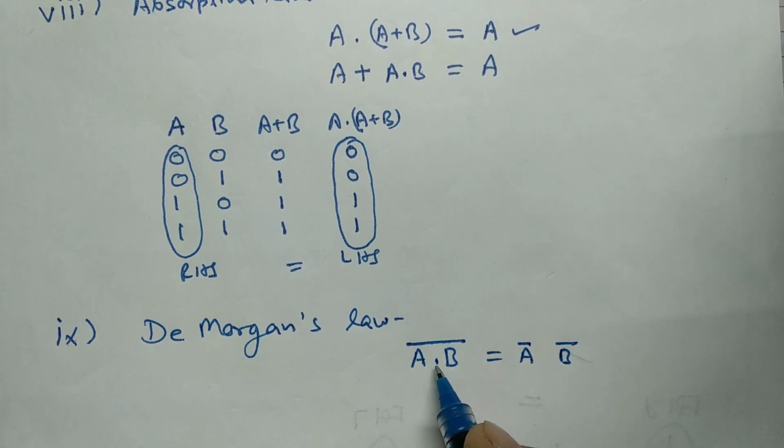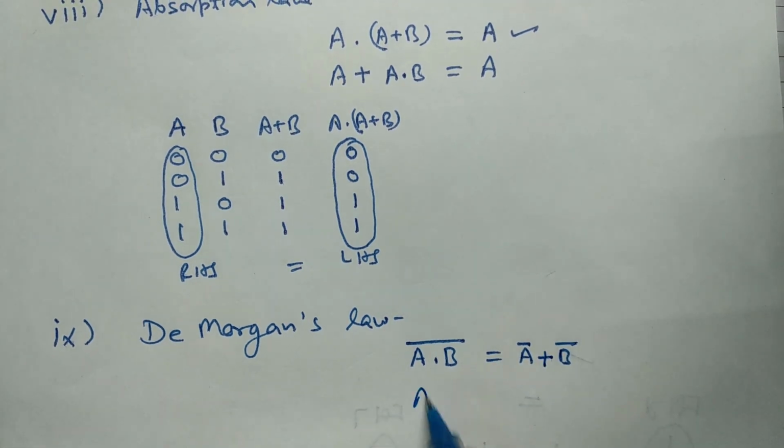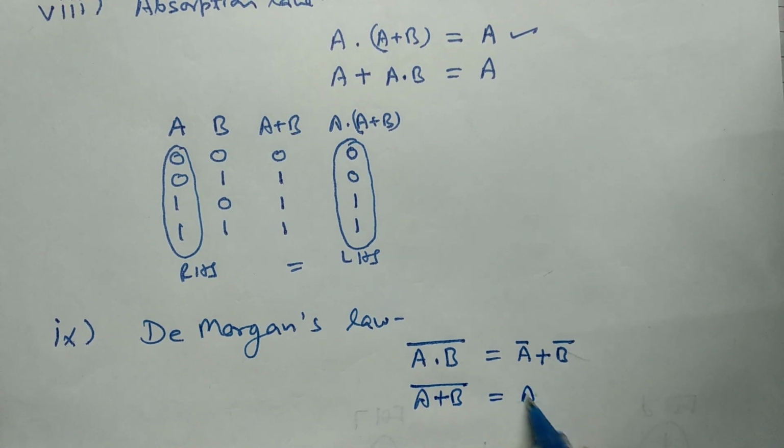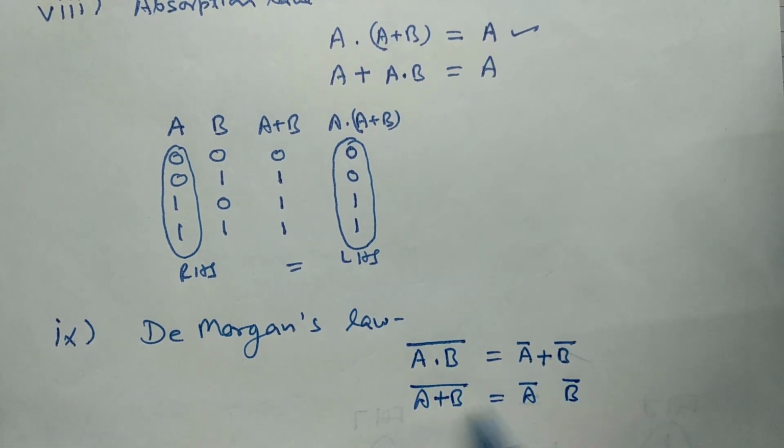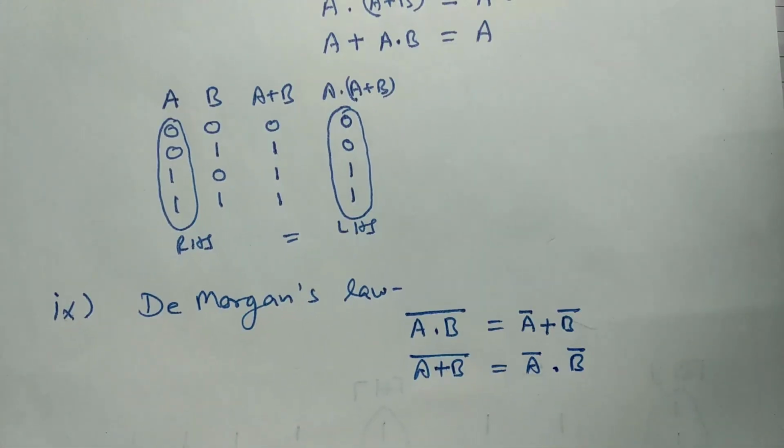What is the sign here? AND will change into OR. The second law, which is a De Morgan law: (A or B) whole not, break the line and change the sign. OR will be changed to AND.